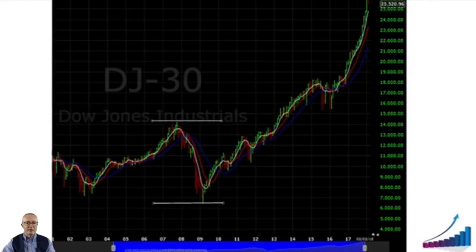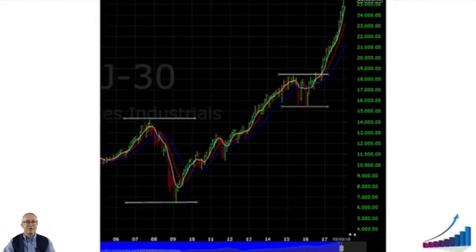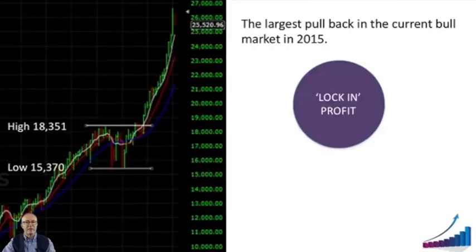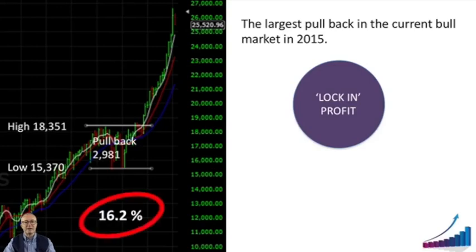Now let's say we just keep moving our stop up as that happens over these years, 2010, 2011, 2012, 2013. We keep moving our stop up, staying 15% behind the current price. If we did that, we would stay invested in the market until this point here where these new lines are. This is the height that the market got to in 2015, and then it fell back from that high to that low, and that pullback was 2,981 points, which was actually 16.2%.